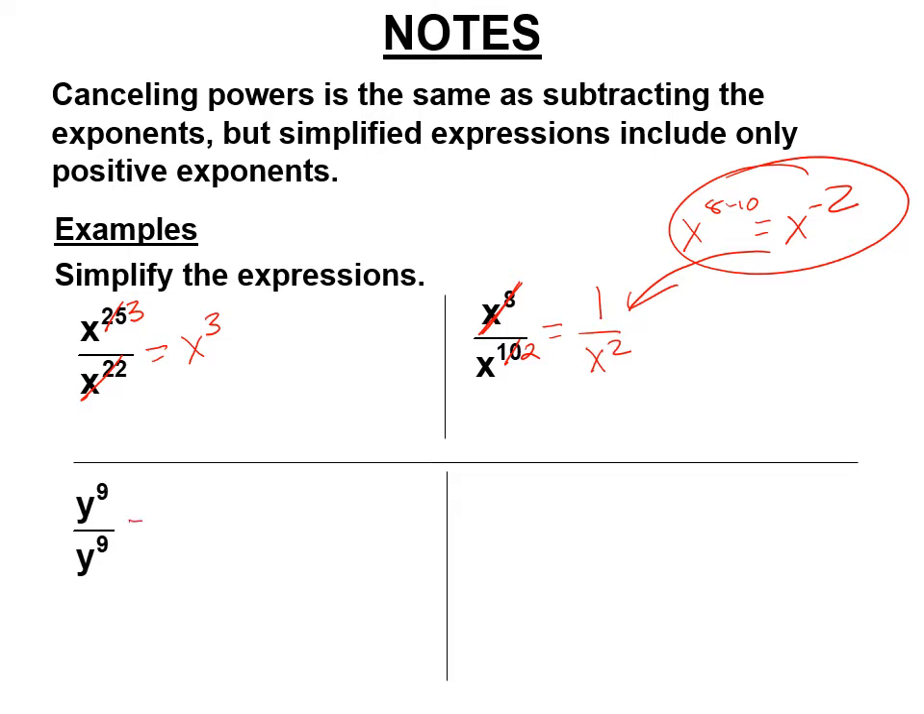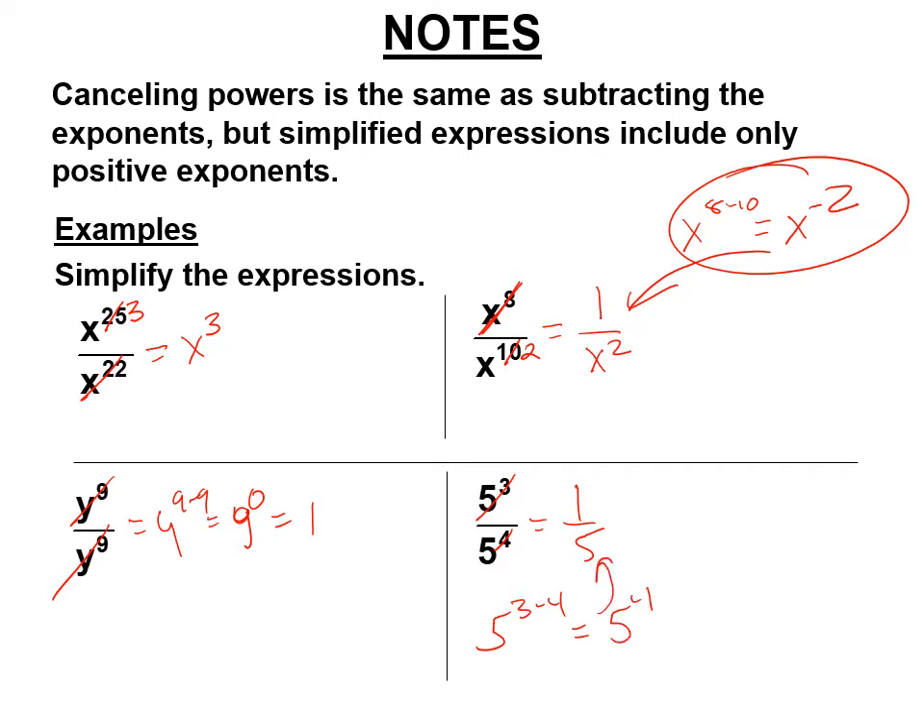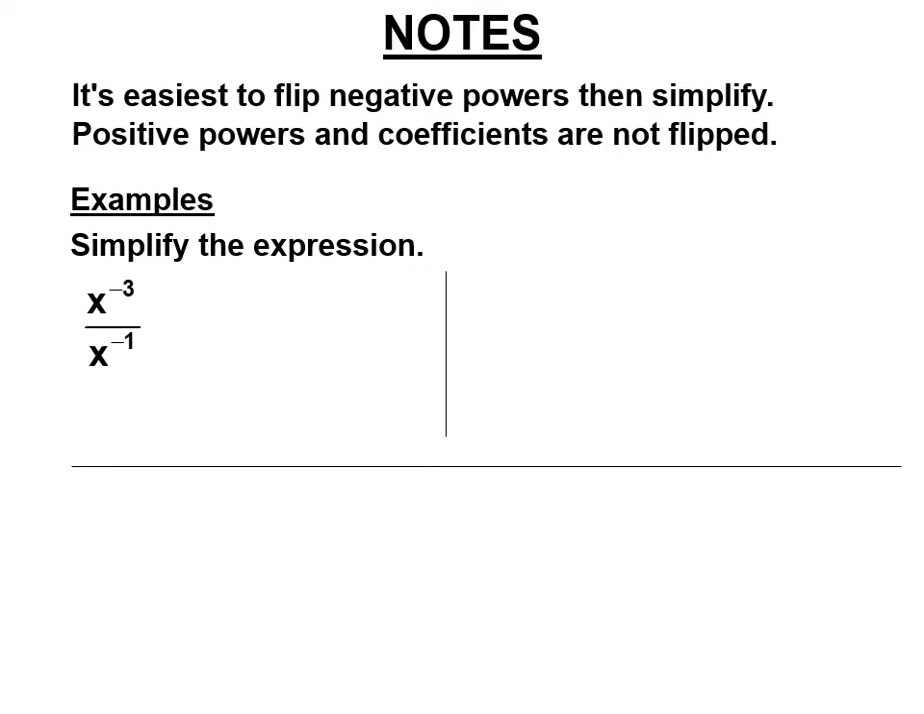All right, so what's going on here? 9 minus 9 is 0. Y to the 0 is 1. But if you have the same thing top and bottom in a fraction, as long as it's not a 0, it's 1. So that's 1/5. It is also 5 to the negative 1. All right, so my suggestion is you do your flipping first, then you do your canceling. So that cancels, there's 2 left, 1 over x squared.